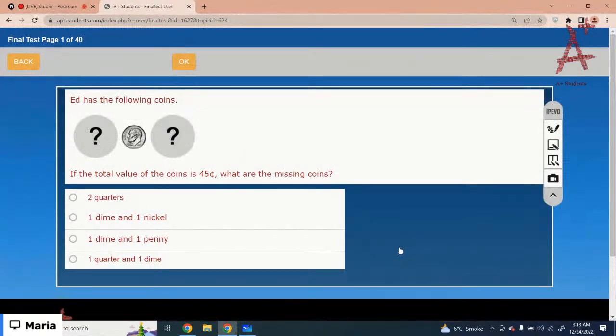So Ed has the following coins. If the total value of the coins is 45 cents, what are the missing coins? So the values you are given are just one coin. You have to calculate the other two coins. You have to see what coins they are. Got it? The value of the coins is 45 cents. What are the missing coins?